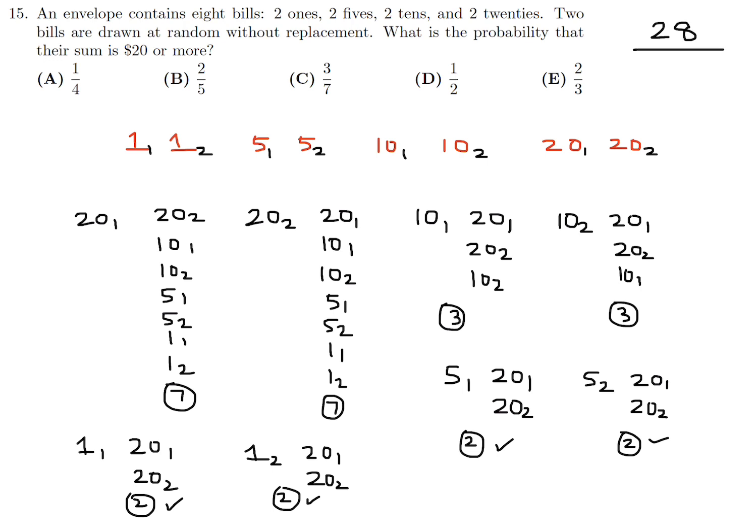My denominator, of course, is the total possible combinations in a probability question. For the first bill, I've got 8 possible choices. For the second bill, I've got 7, since 1 has already been taken. So you have to multiply, and that gives me 56. So there you go. There's my probability, 28 over 56. And in lowest terms, that is a half. So number 15, the answer is D.